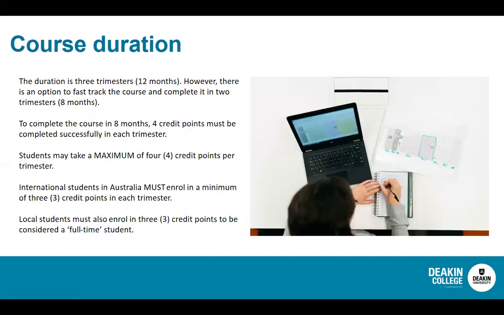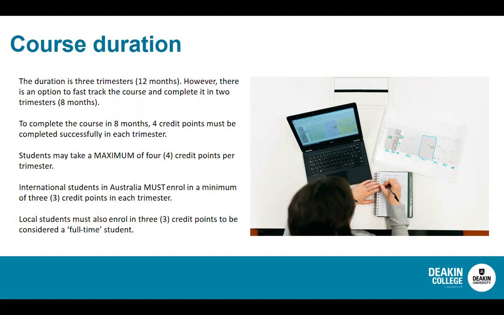In terms of the course duration, there are two study paths you can choose. The normal course duration is 12 months or 3 trimesters. However, you do have the option to fast track the course and complete it in 2 trimesters, which will take you 8 months. To complete the course in 8 months, students will have to study 4 credit points per trimester. So you'll have to successfully complete those 4 credit points. Students can take a maximum of 4 credit points per trimester.